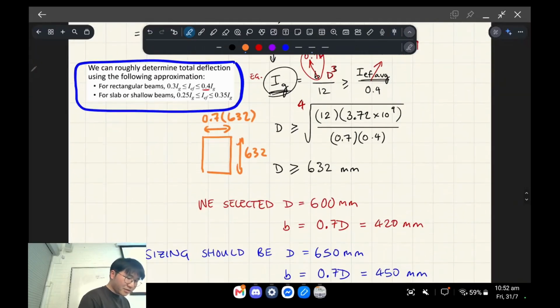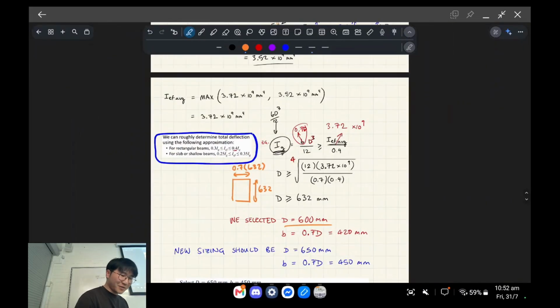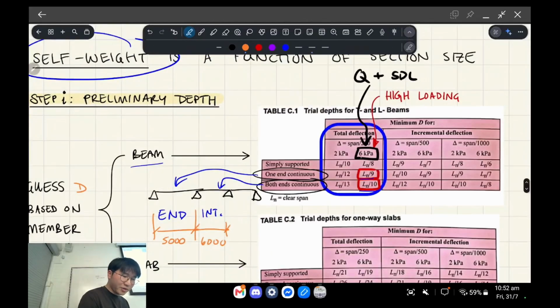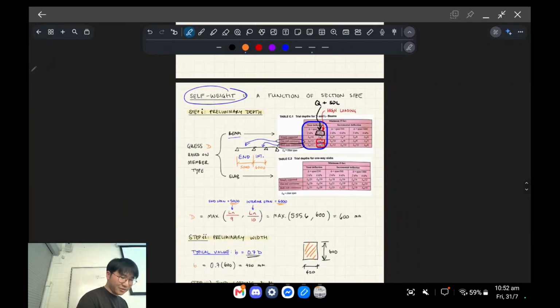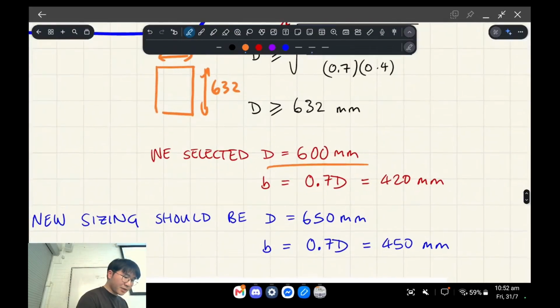Okay. What we did is we selected 600 as our depth. So you can tell that it's already too low, right? Which makes sense considering how high the loads were and the fact that the table only really went up to 6 kPa rather than the really, really high number we had before, like 18 or something. So it makes sense that we kind of undershot it.